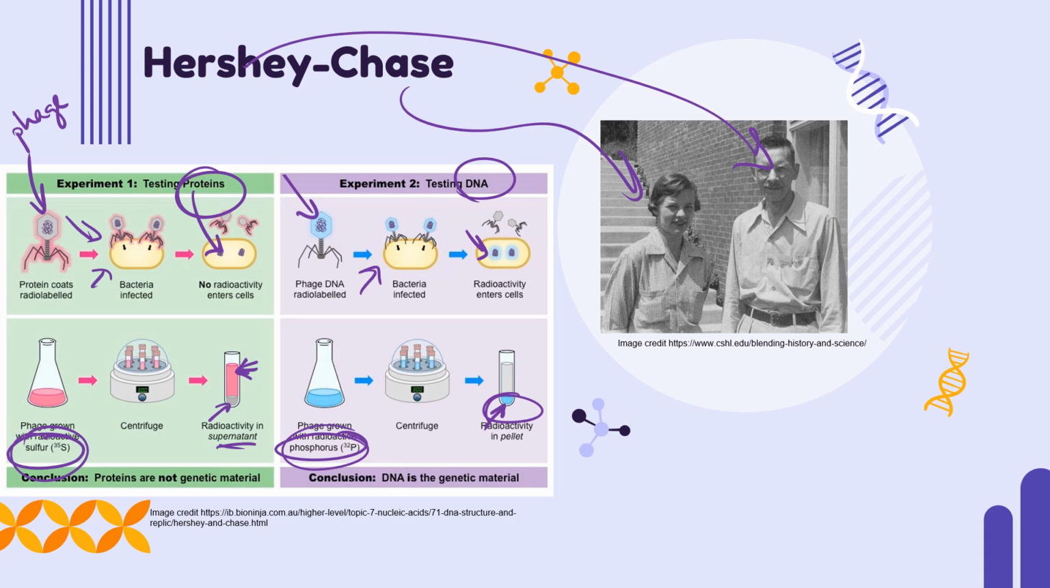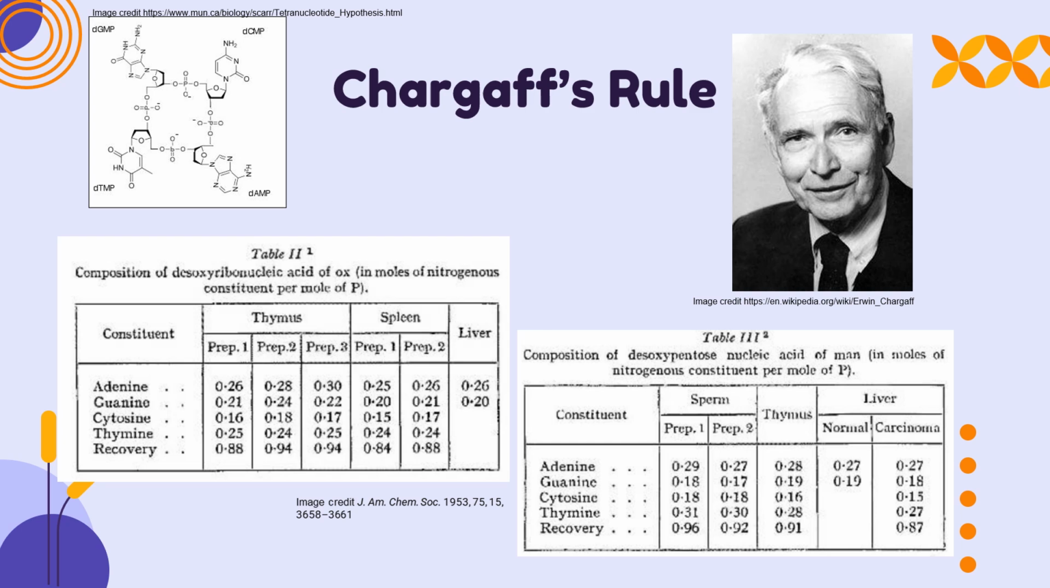So thank you, Martha Chase and Alfred Hershey, for helping us figure out that DNA is in fact the molecule of heredity. One of the reasons that scientists didn't think that DNA could be the molecule of heredity is because we didn't understand the structure of the DNA. For a while, scientists thought that DNA would fall into these molecules called tetranucleotides, where we had all 4 nitrogenous bases, guanine, thymine, adenine, and cytosine, bound up into a single giant molecule, a tetranucleotide.